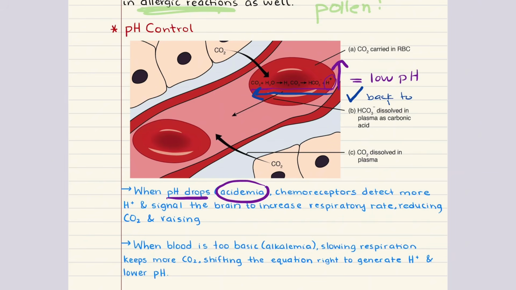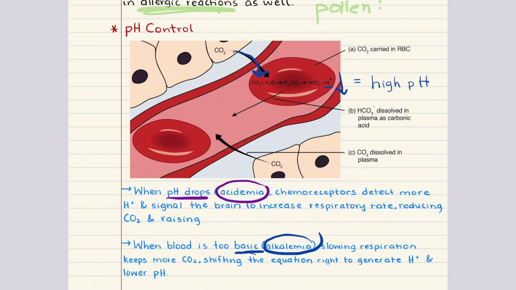On the other hand, when the blood becomes too basic, this is a state known as alkalemia, the respiratory system is going to respond in the opposite way. In this condition, there are too few hydrogen ions. So to compensate, the body's going to slow down breathing, and it's going to allow carbon dioxide to accumulate. This shifts the buffer system equilibrium to the right, which will generate more hydrogen ions and bring the pH back down towards normal. So overall, the lungs play a very powerful role in acid-base balance, and they do that by adjusting carbon dioxide levels. With that, we've completed this chapter.